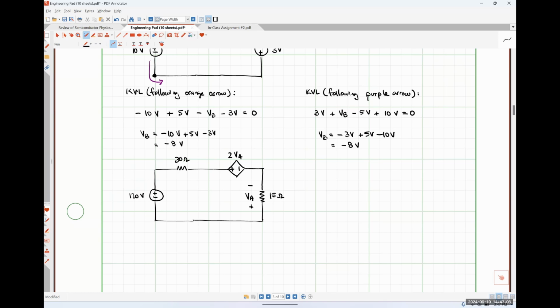let's figure out a couple of different things, okay? The first thing that I want us to figure out is what VA is. Let's put something a little weird here. I'm going to call this voltage VB. I want us to figure out what that is.